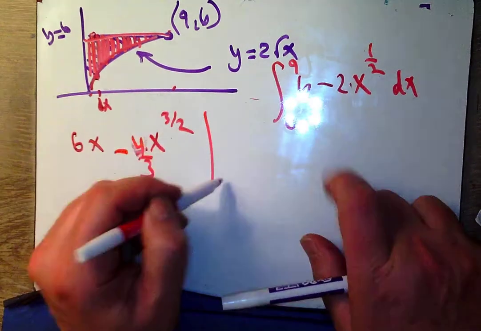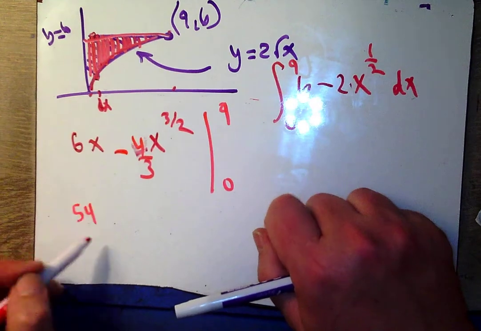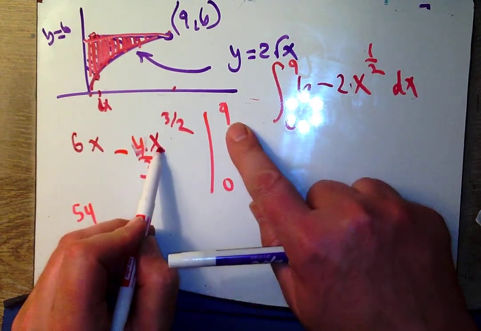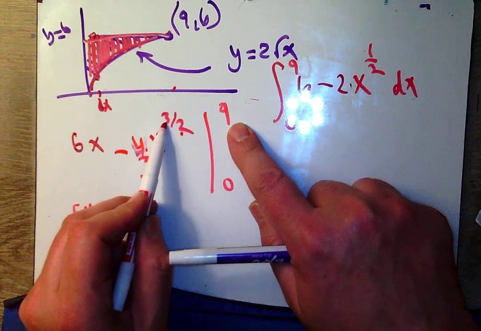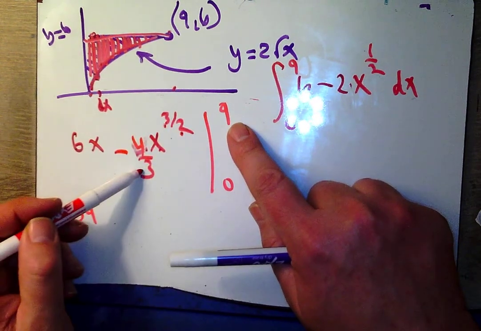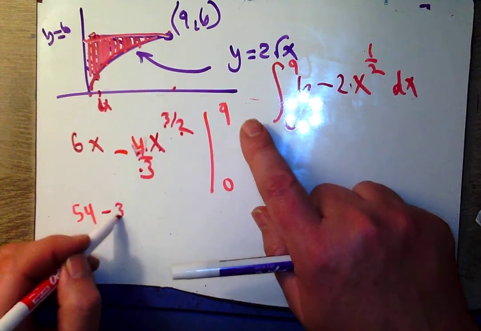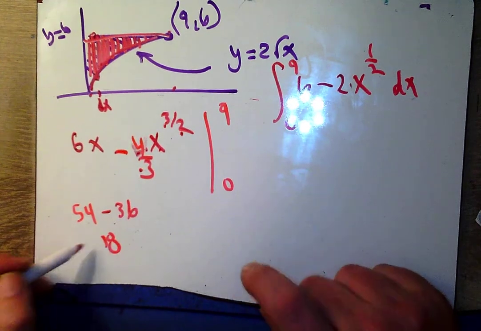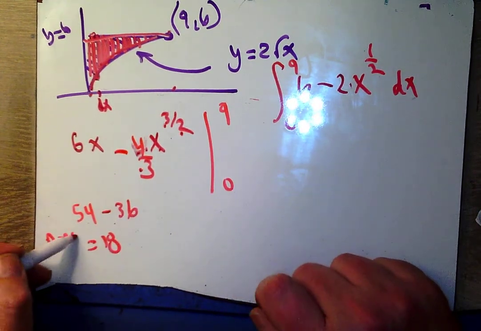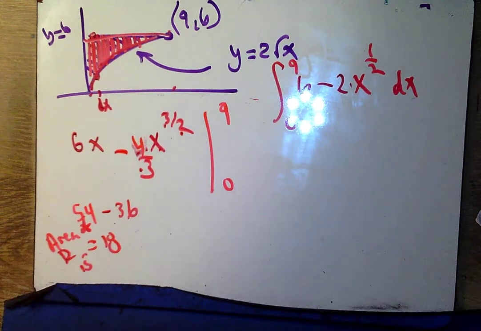Okay, and we're integrating from 0 to 9. 6 times 9 is 54. 9, square root of 9 is 3. 3 to the 3rd is 27. 27 divided by 3 is 9. Times 4 is 36. And that's going to be 18. So the area of R is 18. All right, there's part A.